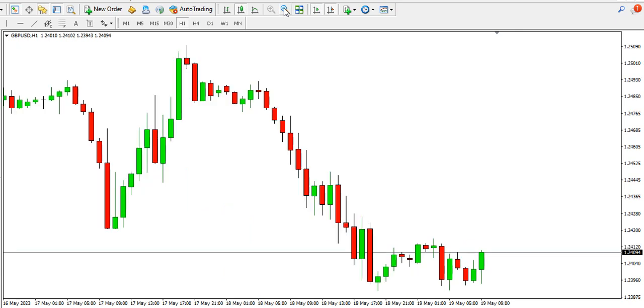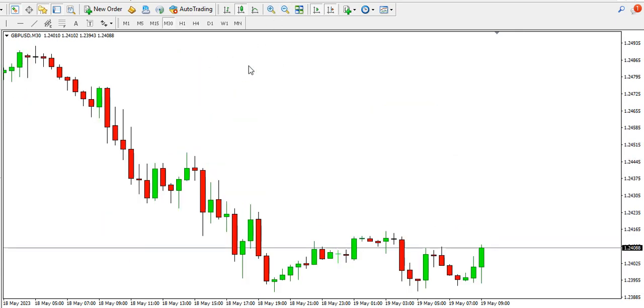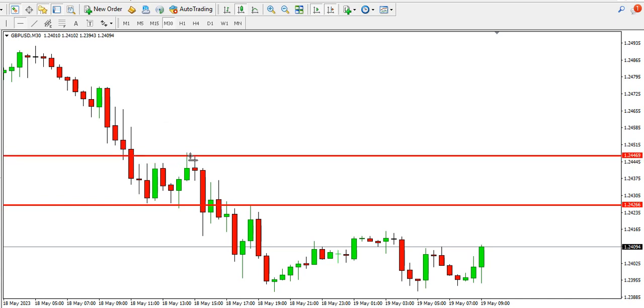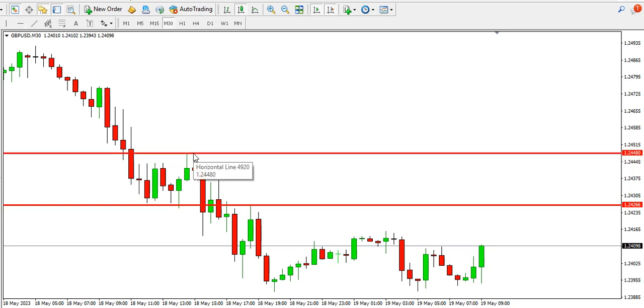The overall trend on GBP/USD is a bearish trend. On the 30 minutes time frame, we can see it's an obvious triple bottom, 1, 2, 3. So the bulls are trying to push price up. Price will need to break above 1.24266 and then above 1.24480 for price to recover to an extent.